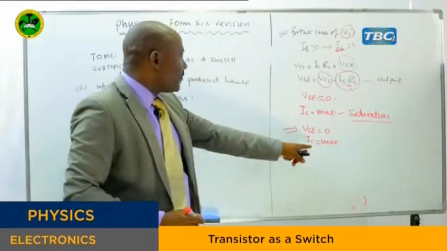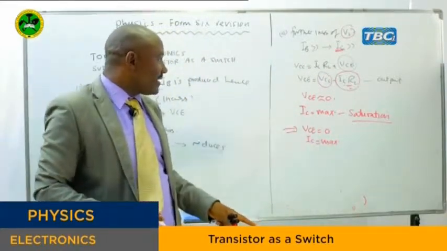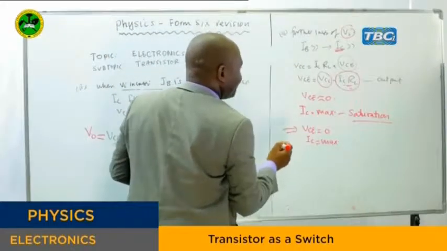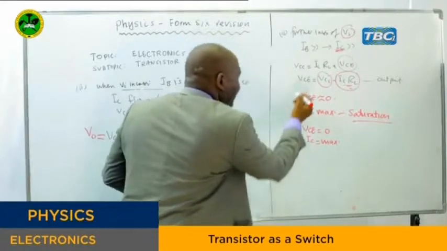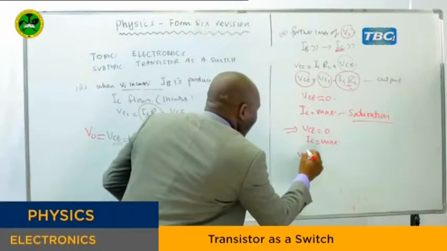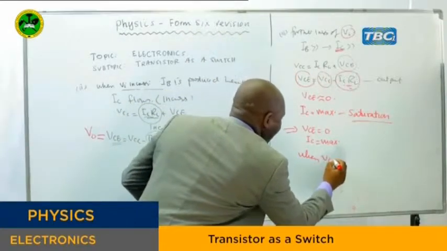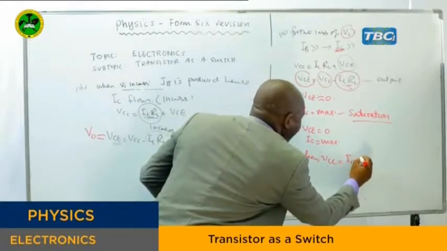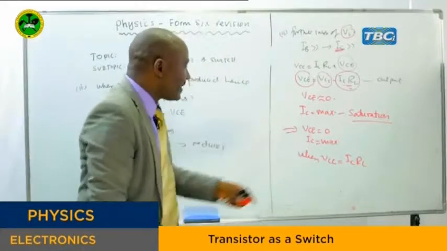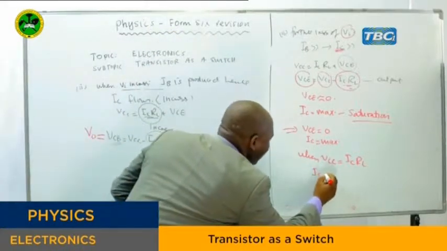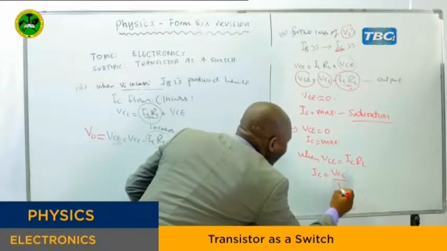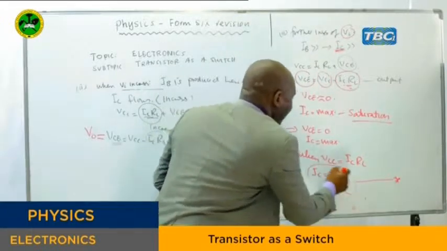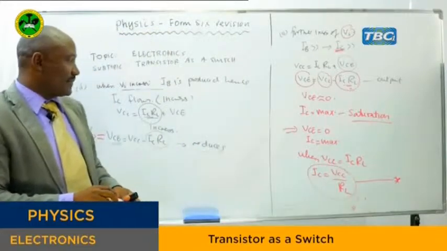Now, if you are told to find the maximum current, how do you find it? The maximum current is found from this voltage equation. We say that VCE is 0 when VCC equals IC times RL. So can you find the maximum current from the supply voltage over RL? This is the formula used to find the maximum current.